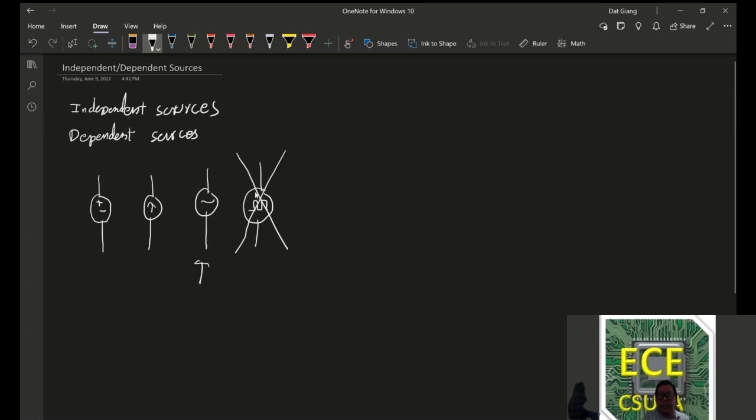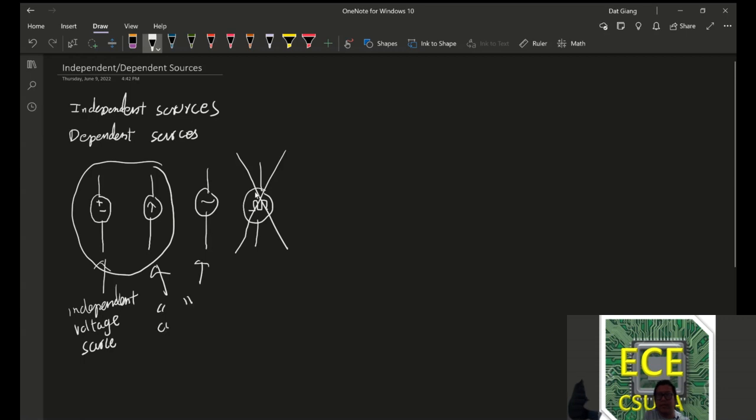In order to be familiar with AC sources, we have to be familiar first with the DC sources. So we have the independent voltage source right here, independent voltage source. And then we have same thing here, but for current. These quotations are just to mimic writing this without having to write it again.